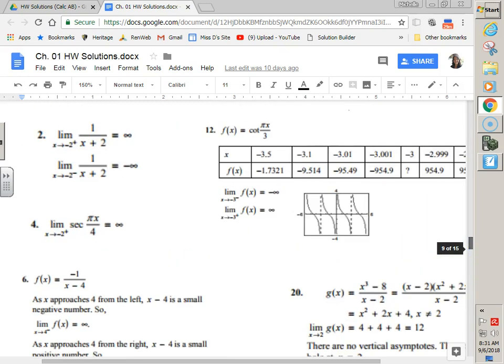Removable, aka holes. Number 2, coming from above, should have been positive infinity. Coming from below, negative infinity. Was that the check-the-behavior ones? So coming from above, positive infinity. Coming from below, negative infinity. Number 4, they only said come from above. How many of you hated this one?